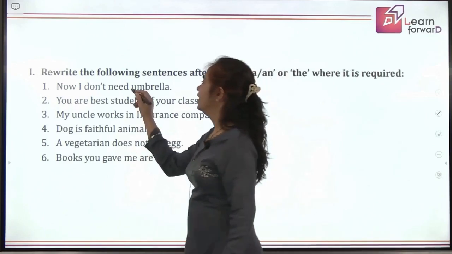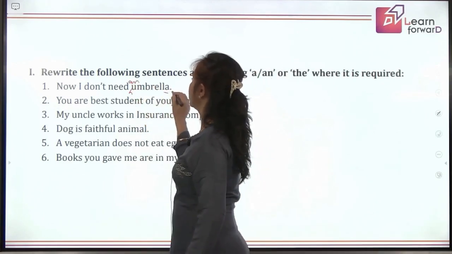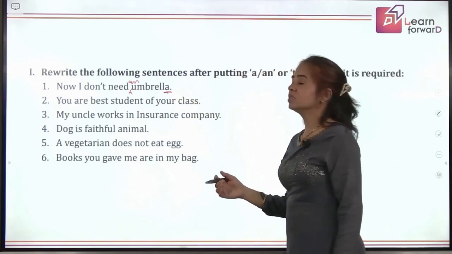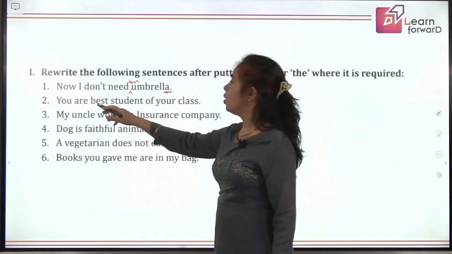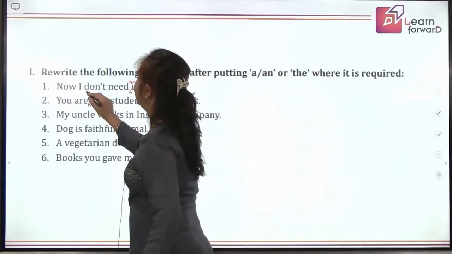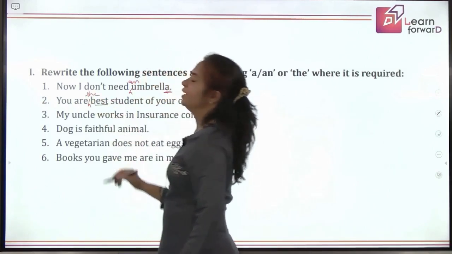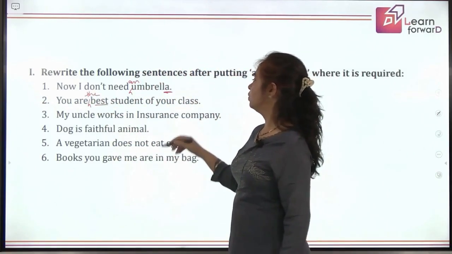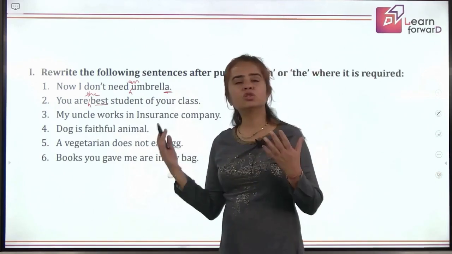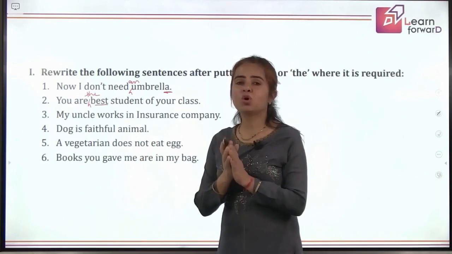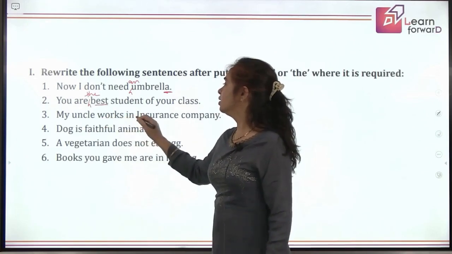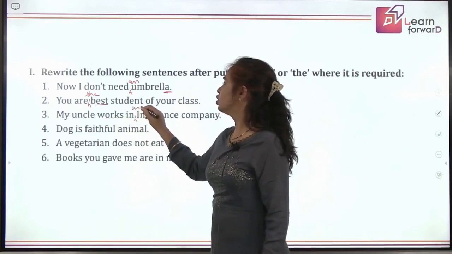Yes, perfect. It should be an umbrella because we are talking about singular countable noun and it is a vowel sound. Umbrella. You are best student of your class. Perfect. Why the best? Tell me. Good, because it is superlative degree. Very good. My uncle works in insurance company. What will come here? Not the, because there are so many insurance companies. You are just talking in general that he works with an insurance company. So my uncle works in an insurance company, children.